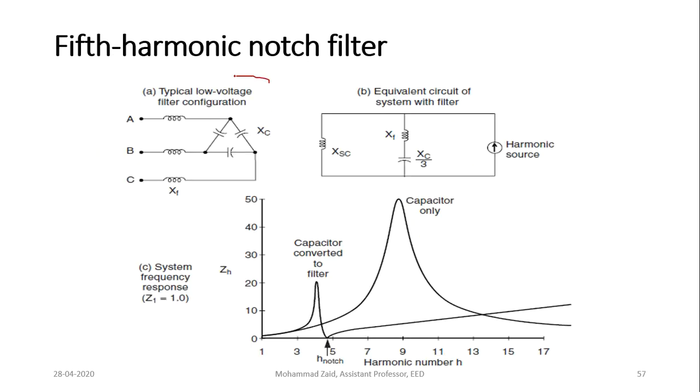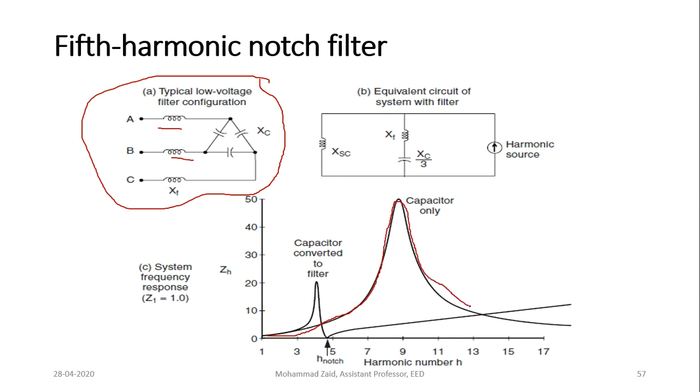Okay, so typically we have this kind of configuration. We have a three-phase system. The three-phase system may have one capacitor, two capacitors, three capacitors connected in delta, which is for power factor correction and providing leading VARs to the system. Now this can be converted to a filter by connecting L into the system. So the equivalent circuit looks like this. And you see, if it is only a capacitor, then it has these types of characteristics. It does not have any minima. What we want is a minima.